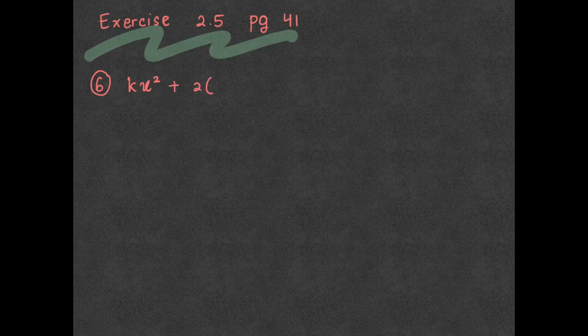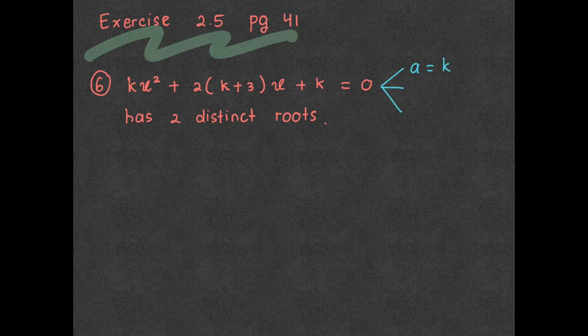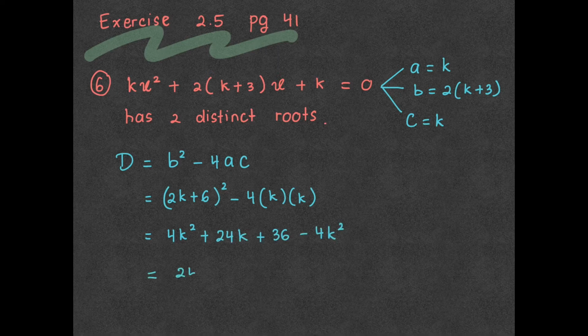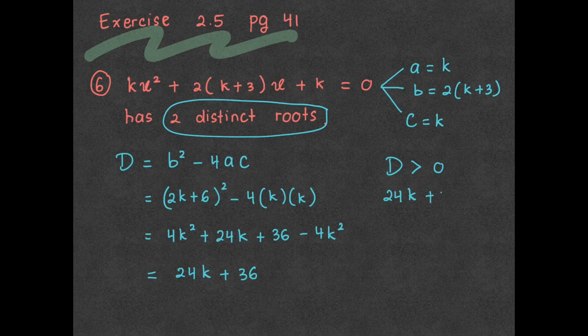Number 6. Again, you are given a quadratic equation, and the quadratic equation has two distinct roots. First, define A, B, C, and then find the discriminant. Then substitute for A, B, C. The B is 2k plus 6. Because you are given the information that the quadratic has two distinct roots, the characteristic of the discriminant is greater than 0. Then solve for K.